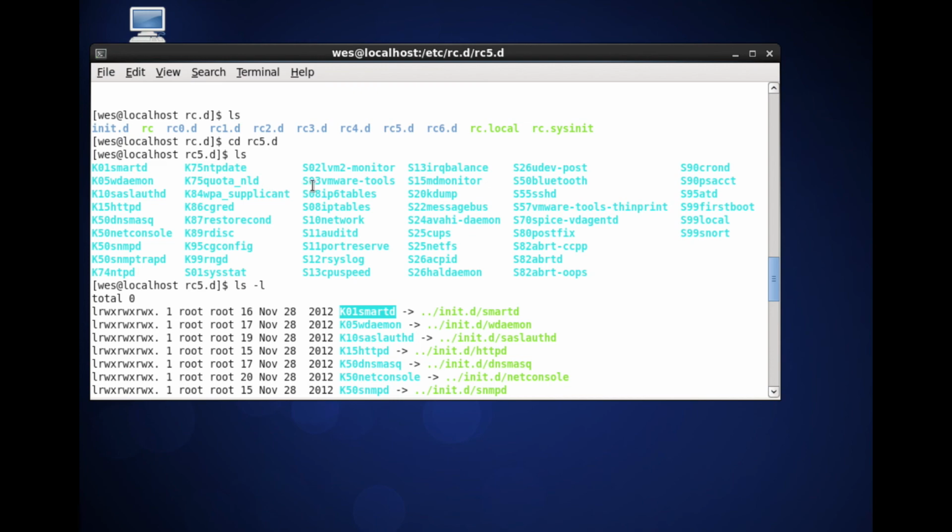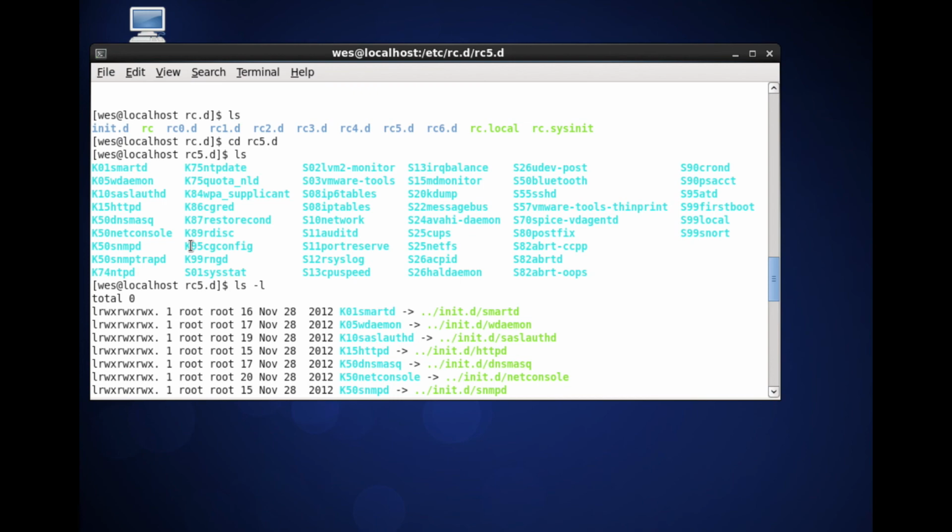Next, why do they have a K and an S? The reason they have a K is because the K means it's a kill script. The S means it's a start script. In other words, here's what would happen. If my computer switched to run level 5, for example, when it boots up, right, when it starts, what it does is, if any of these services, smartd, wdaemon, sas, I don't even know what that is, sassalofty, httpd, so on and so forth, if any of these with K are currently running, what it does first is it stops them.